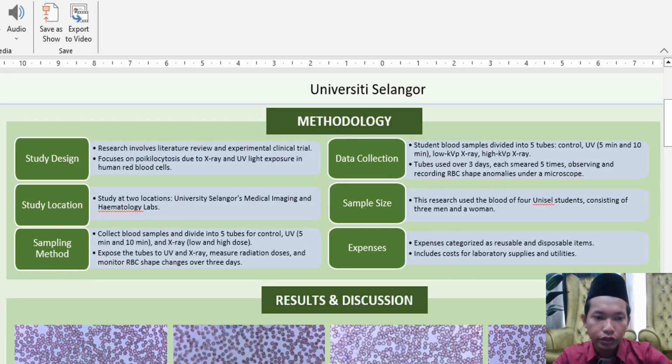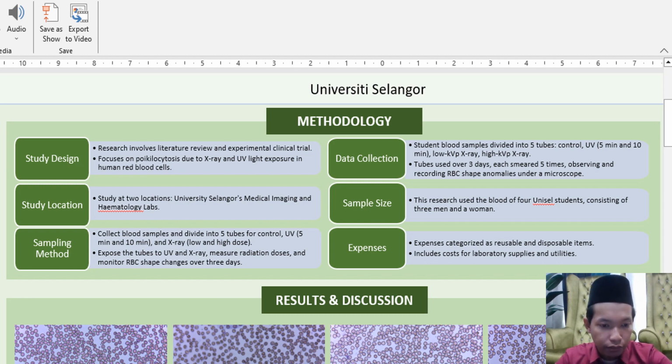So this is my methodology. First, study design. The research involved literature review and experimental clinical trial focusing on poikilocytosis due to X-ray and UV light exposure in human red blood cells. The study location: the study was at two locations, Universiti Selangor Shah Alam, first in the medical imaging laboratory and the hematology laboratory. The sampling method: collect blood sample and divide into 5 tubes for control, UV 5 minutes, UV 10 minutes, X-ray low dose and high dose.